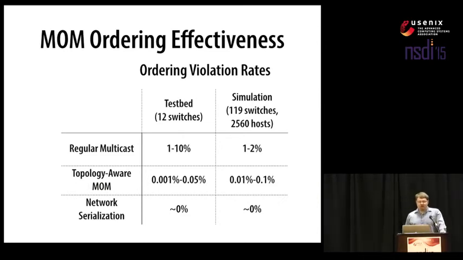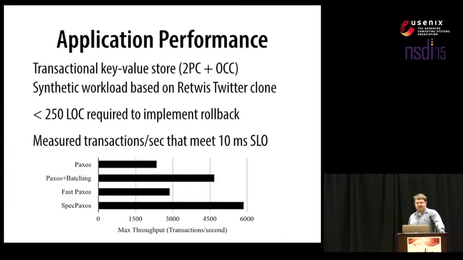And finally, we use Speculative Paxos to build an application, a key-value store that supports distributed transactions using two-phase commit and optimistic concurrency control. You could describe this as vaguely inspired by Google's Spanner system. And we've used this to run a synthetic workload that's derived from the Retwis Twitter clone. The first thing I want to note about this is that less than 250 lines of code needed to be added in order to support rollback.